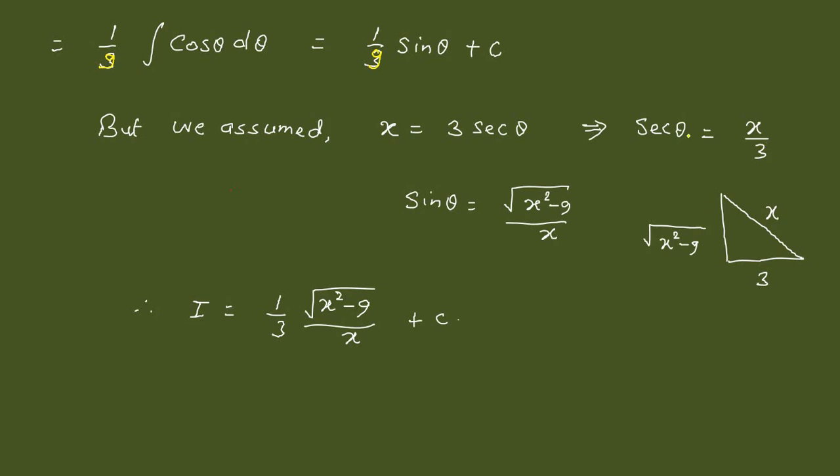We can see that sec theta is actually hypotenuse by base, so the hypotenuse can be x and the base is 3. If the hypotenuse is x and the base is 3, the perpendicular can be the square root of x squared minus 9. Assuming this angle is theta, sine theta will be the square root of x squared minus 9 by x, and so the answer is 1/9 times the square root of x squared minus 9 by x, and that is our final answer in terms of x. So this is the way we have to do the inverse substitution.